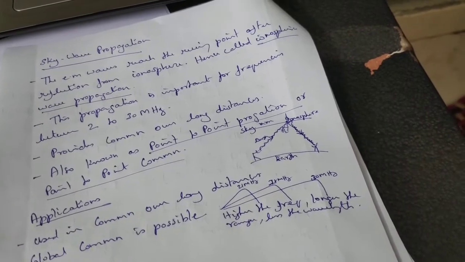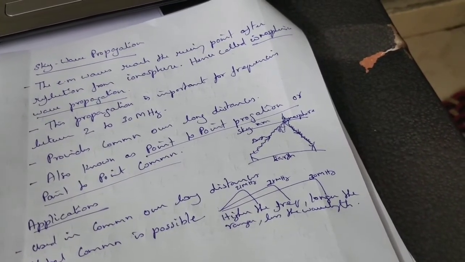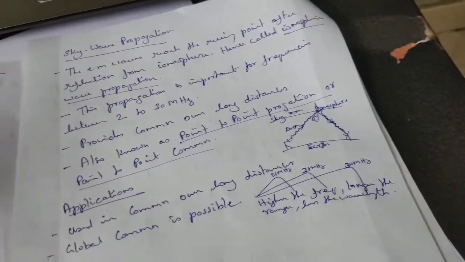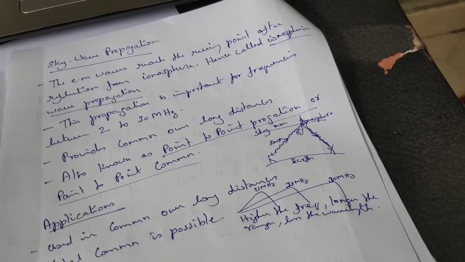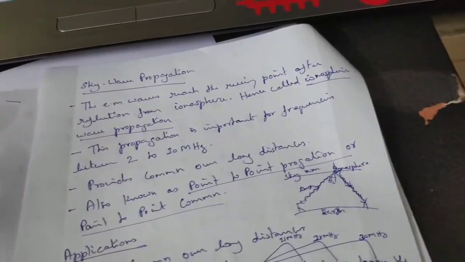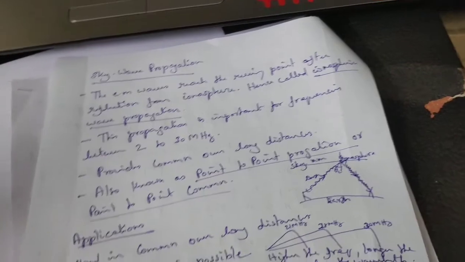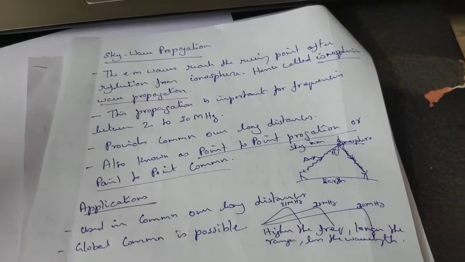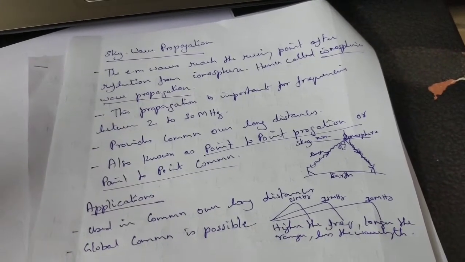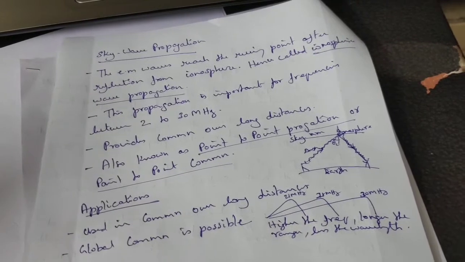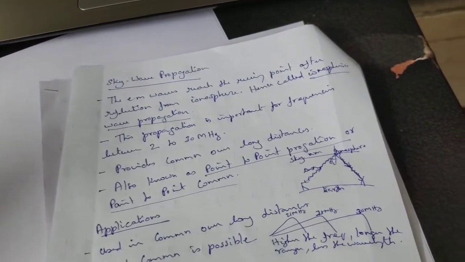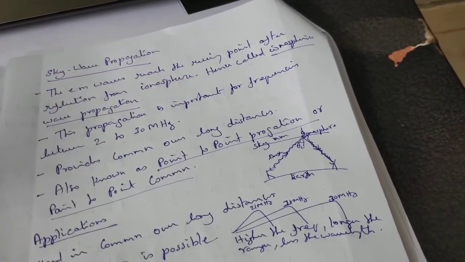In surface wave propagation, the transmitting and receiving antennas should be close to each other. Why? It's low frequency, so it cannot radiate over long distances. But in skywave propagation, it provides communication over long distances. It is also known as point-to-point propagation or point-to-point communication. Global communication is possible. So that's what skywave propagation is. Higher the frequency, longer the range, less the wavelength.